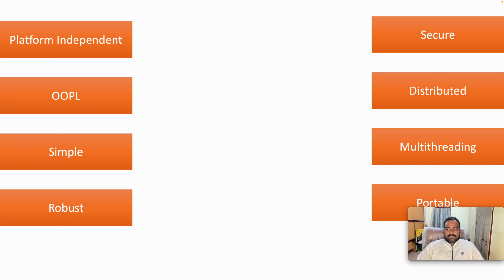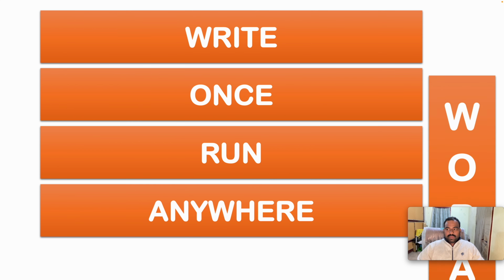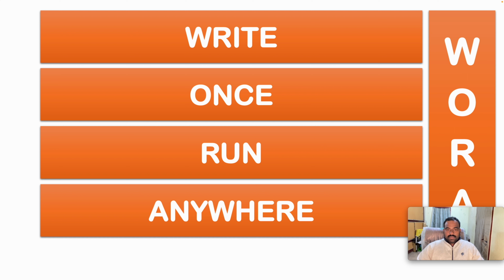And as I told, this is portable, and we can write our code on one platform and run our code on another operating system. We can also deploy this application on another operating system. And as I told, this is write once and run anywhere. We can write it on one operating system, compile it on any other system, and even run it on another system. That is the advantage of the Java programming language.